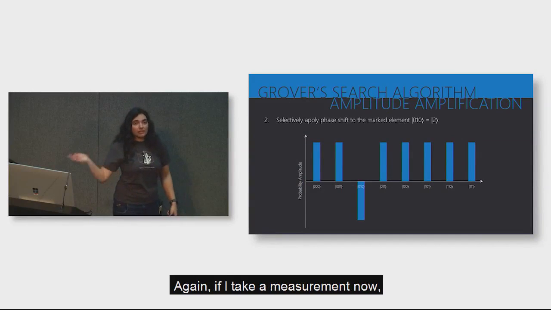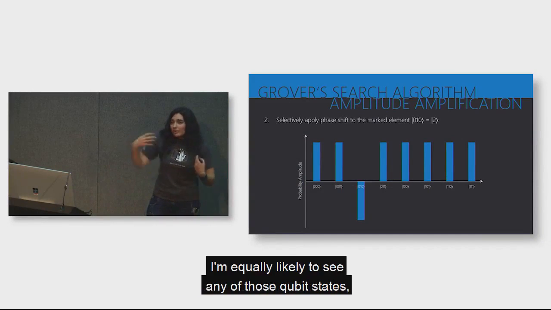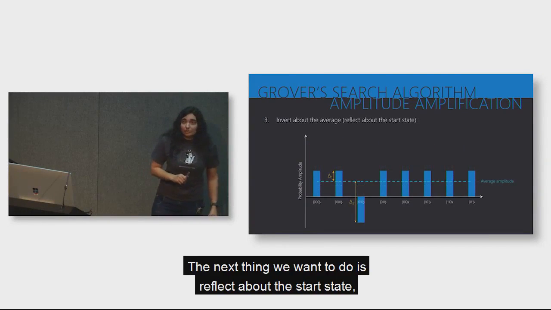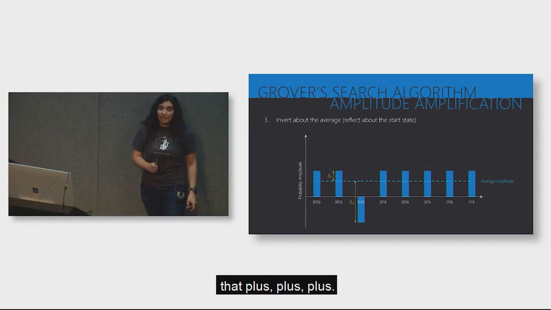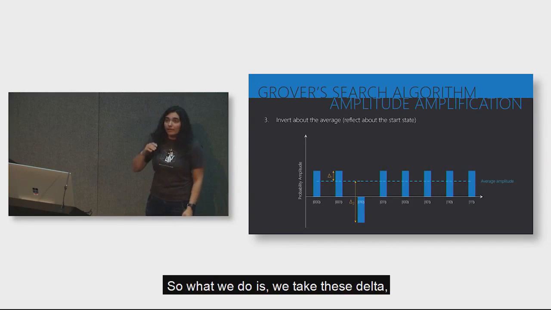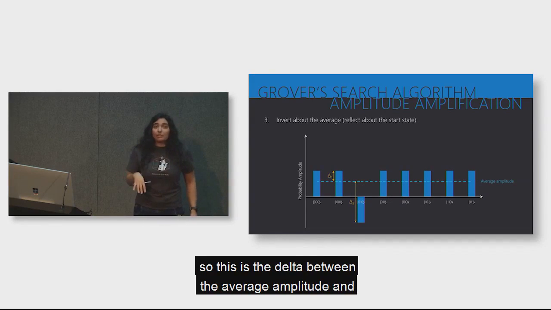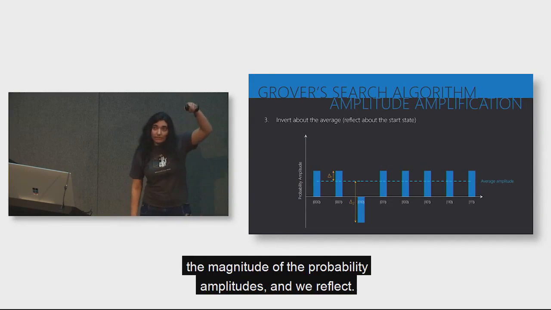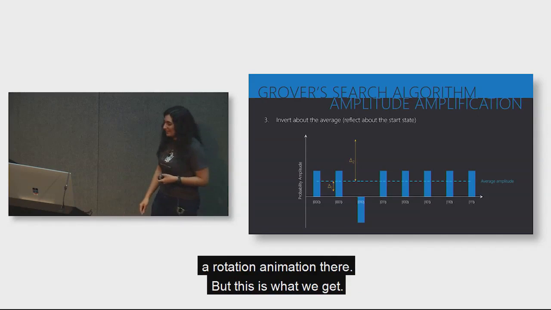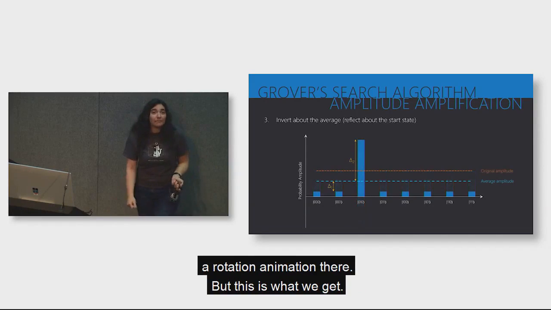Which leaves us with this. Again, if I take a measurement now, I'm equally likely to see any of those qubit states, but we've applied a phase shift. The next thing we want to do is reflect about the start state, that plus, plus, plus. This is what we saw when I was writing in OneNote earlier. So what we do is we take these deltas, so this is the delta between the average amplitude and the magnitude of the probability amplitudes, and we reflect. Couldn't figure out how to do a rotation animation there. But this is what we get.